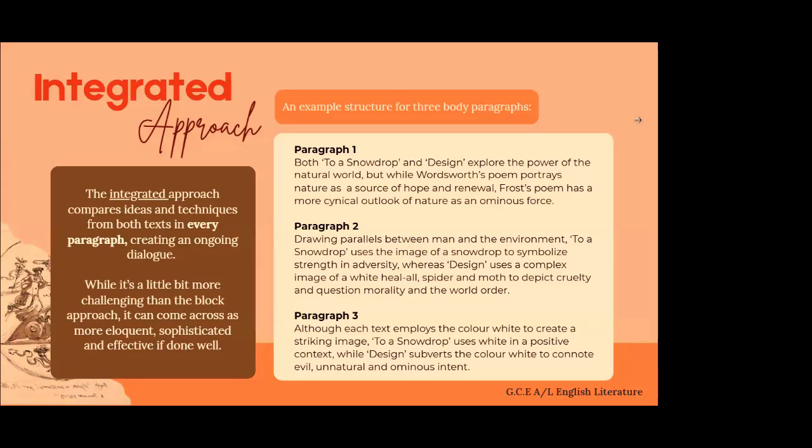Although each text employs the color white to create a striking image, To a Snowdrop uses white in a positive context, while Design subverts the color white to connote evil, an unnatural and ominous intent.